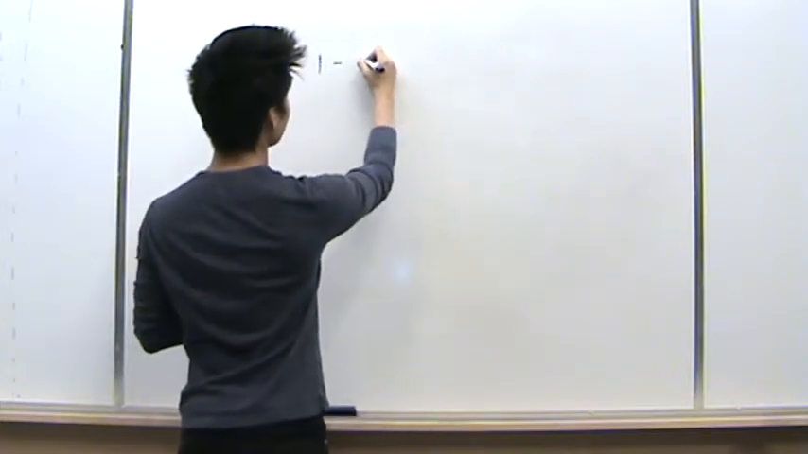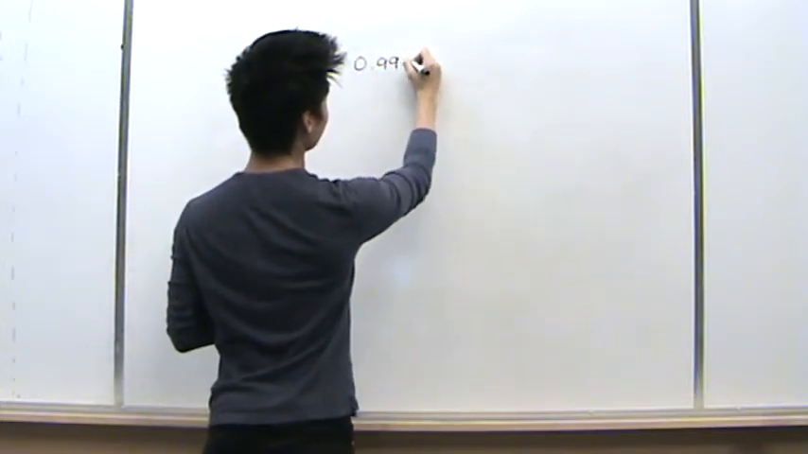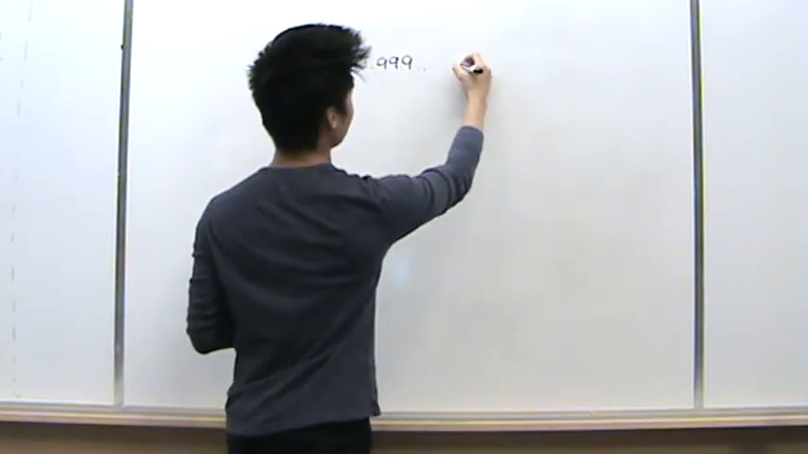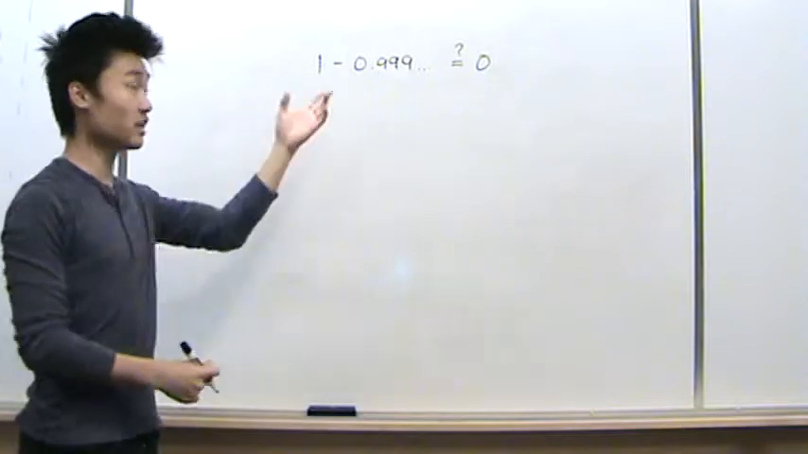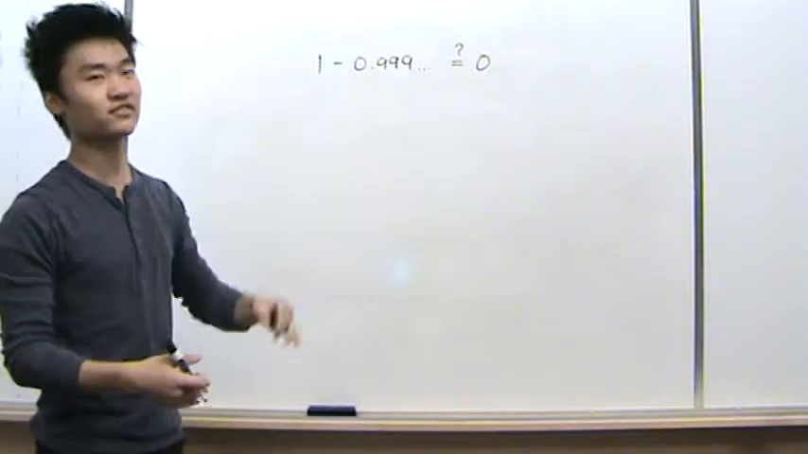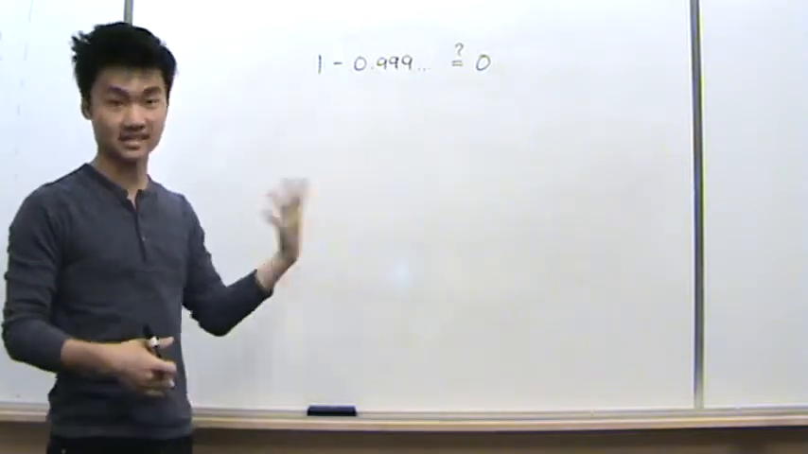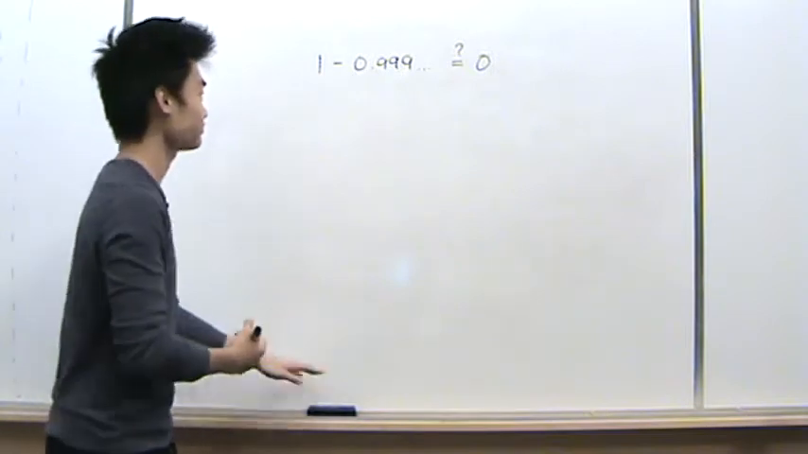does 1 minus 0.999 repeating equal 0? And if not, what does it equal? What is the difference between them? How much smaller is this than 1, if at all?